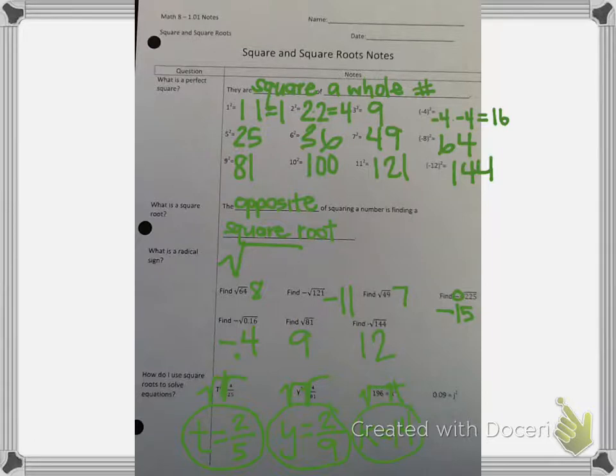And the last one, the square root of j squared would just leave me with j. And the square root of 0.09. So the square root of 9 is 3. So my answer is 3/10.